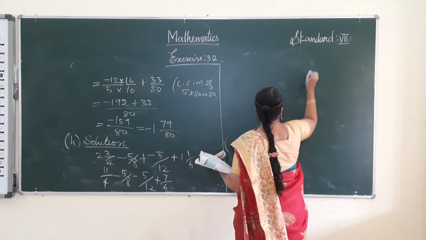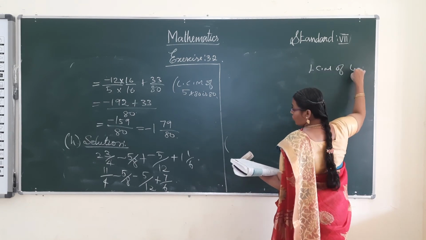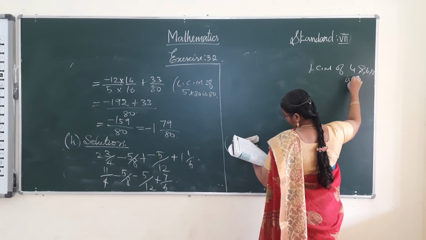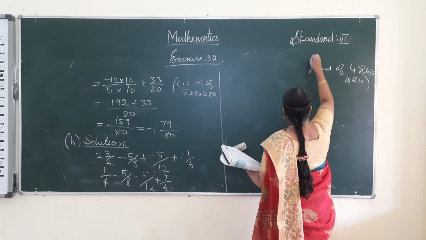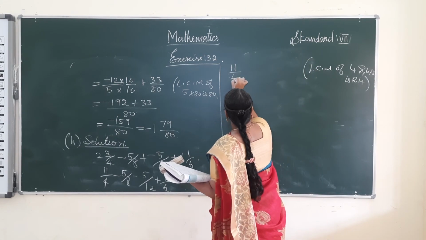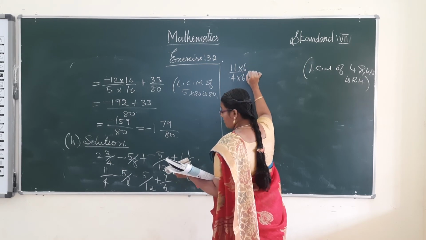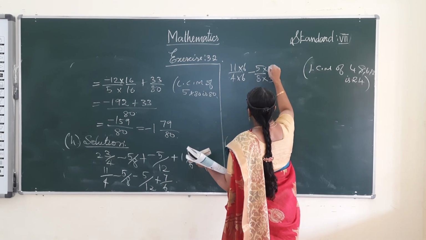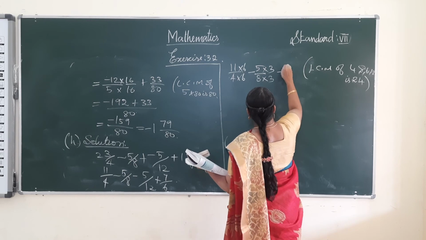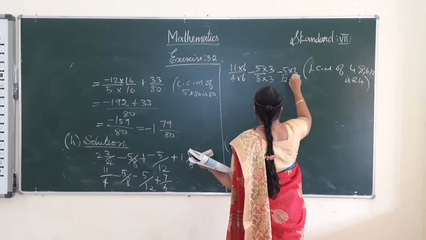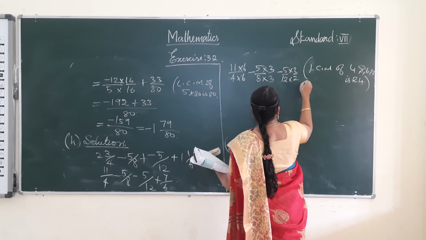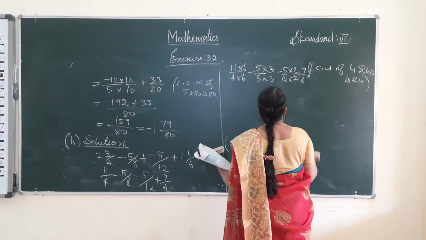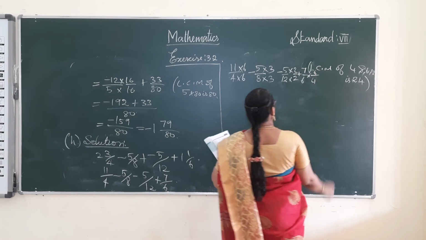So the LCM of 4, 8, 6, 12 is 24. So 11/4, 4 6s are 24; minus 5/8, 8 3s are 24; then minus 5/12, 12 2s are 24; and finally plus 7/6, 6 4s are 24, so multiply the numerator also.